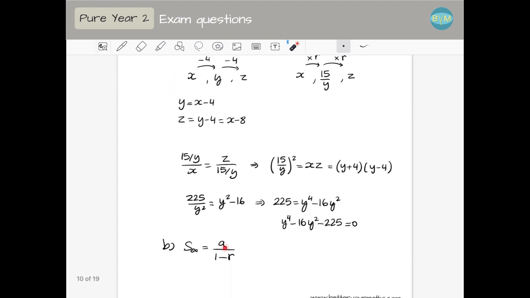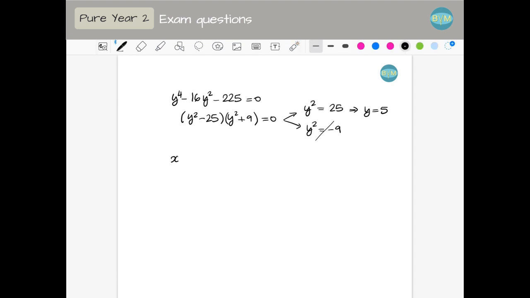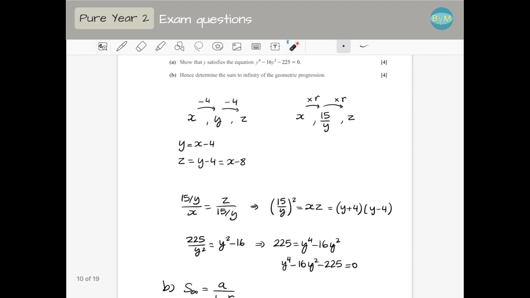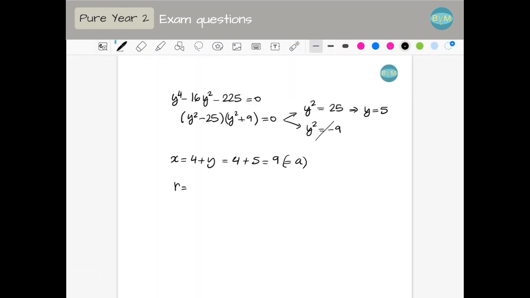If y is 5, the first term is x, so I need to find x. x is y plus 4, so it's going to be 4 plus 5, which is 9. So that's the first term, and this is a. And then the common ratio is the difference between these two or these two. We have y and we have x, so r is going to be the second term divided by the first term. Second term is 15 over 5 divided by x, which is 9.